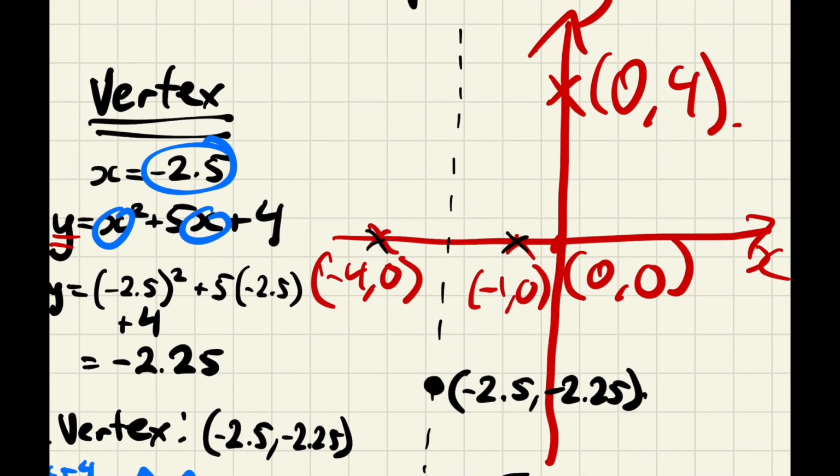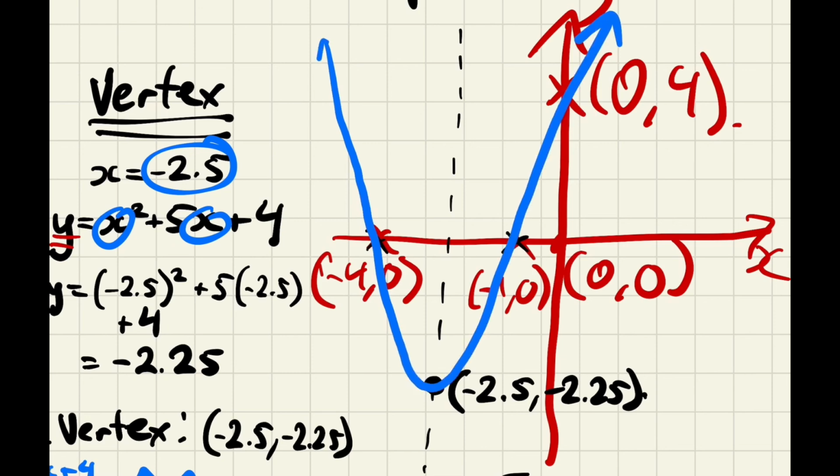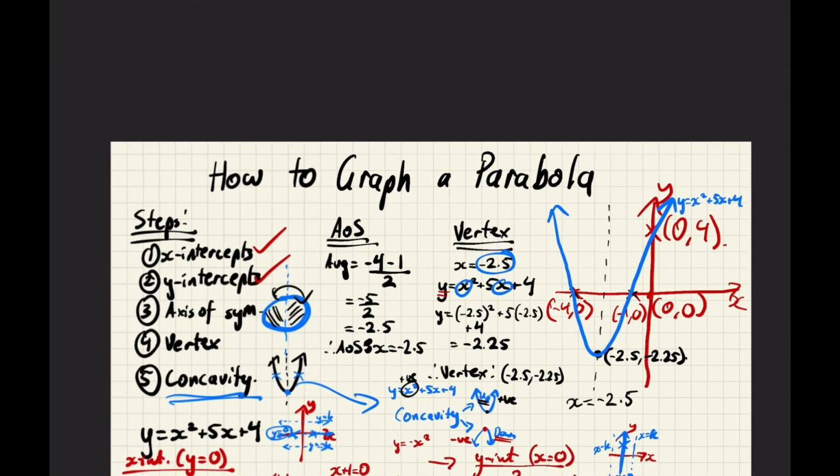So here, let's draw it in. So we know it's concave up. So we'll start from here, go through our points, always put arrows, and always label the parabola with the equation that we started off with.